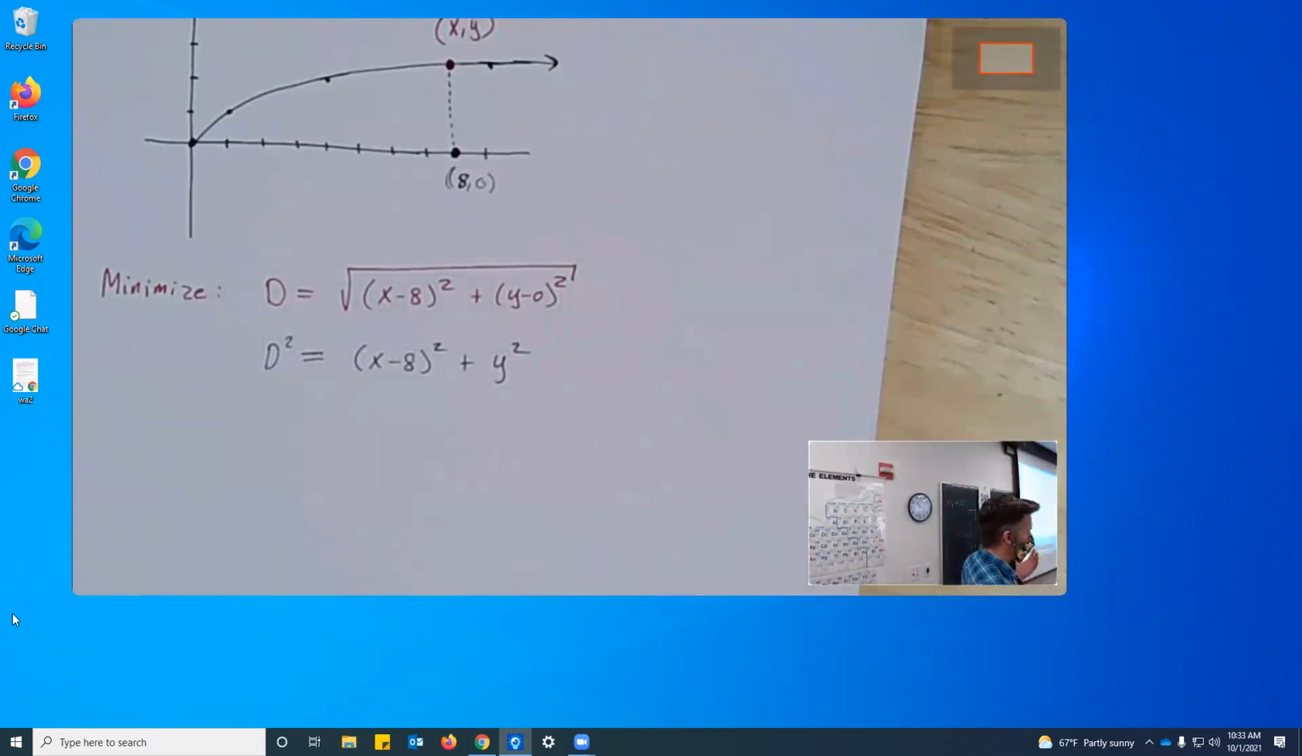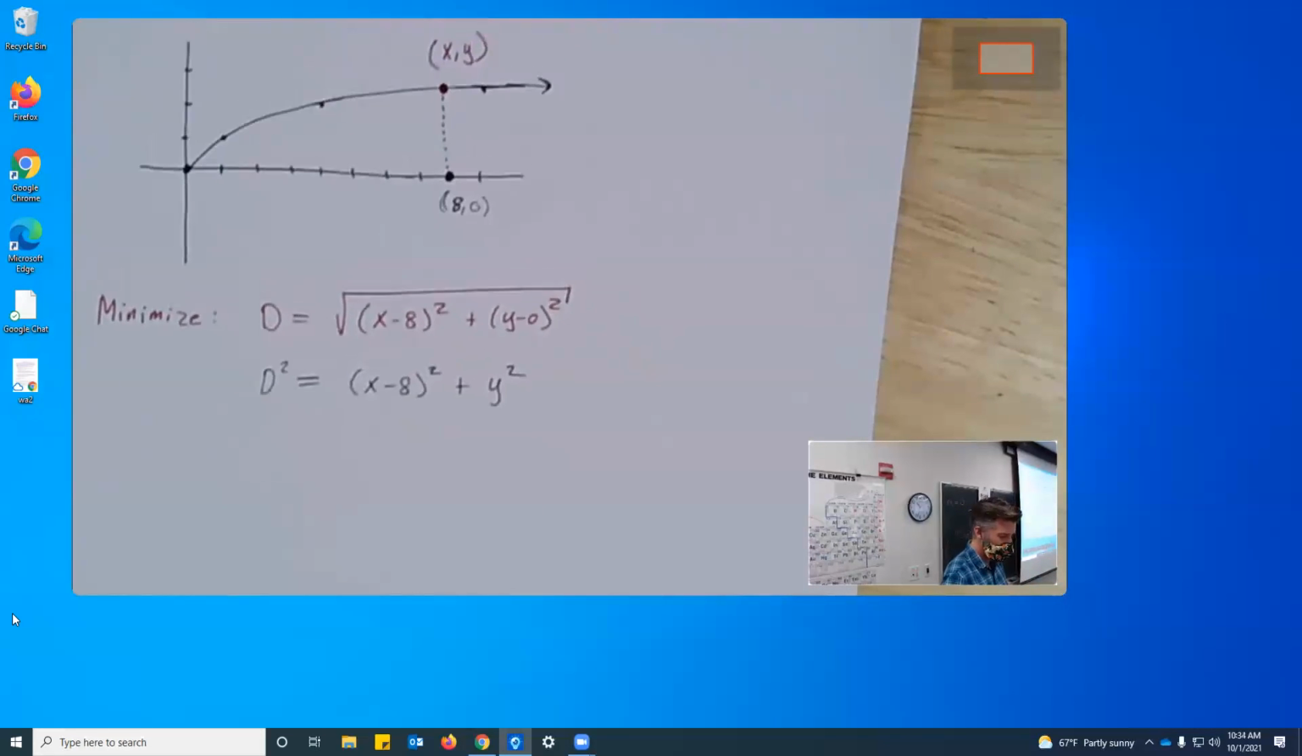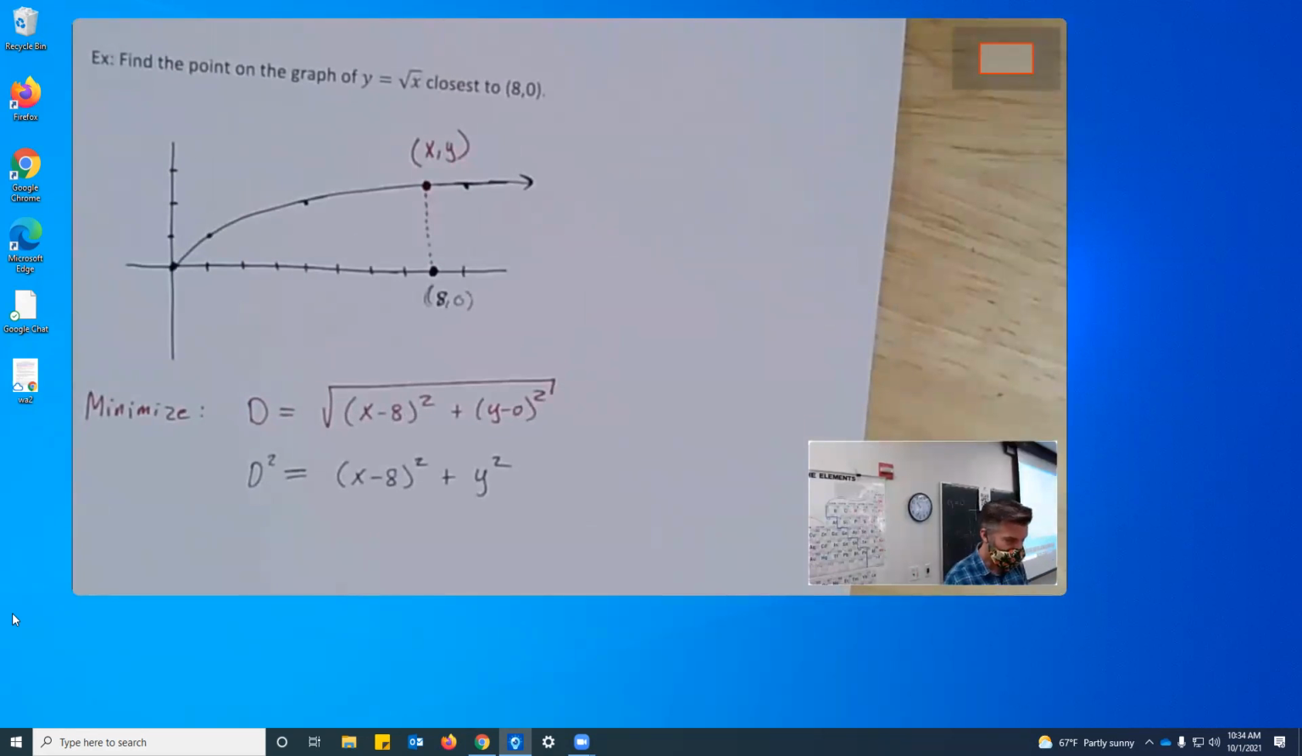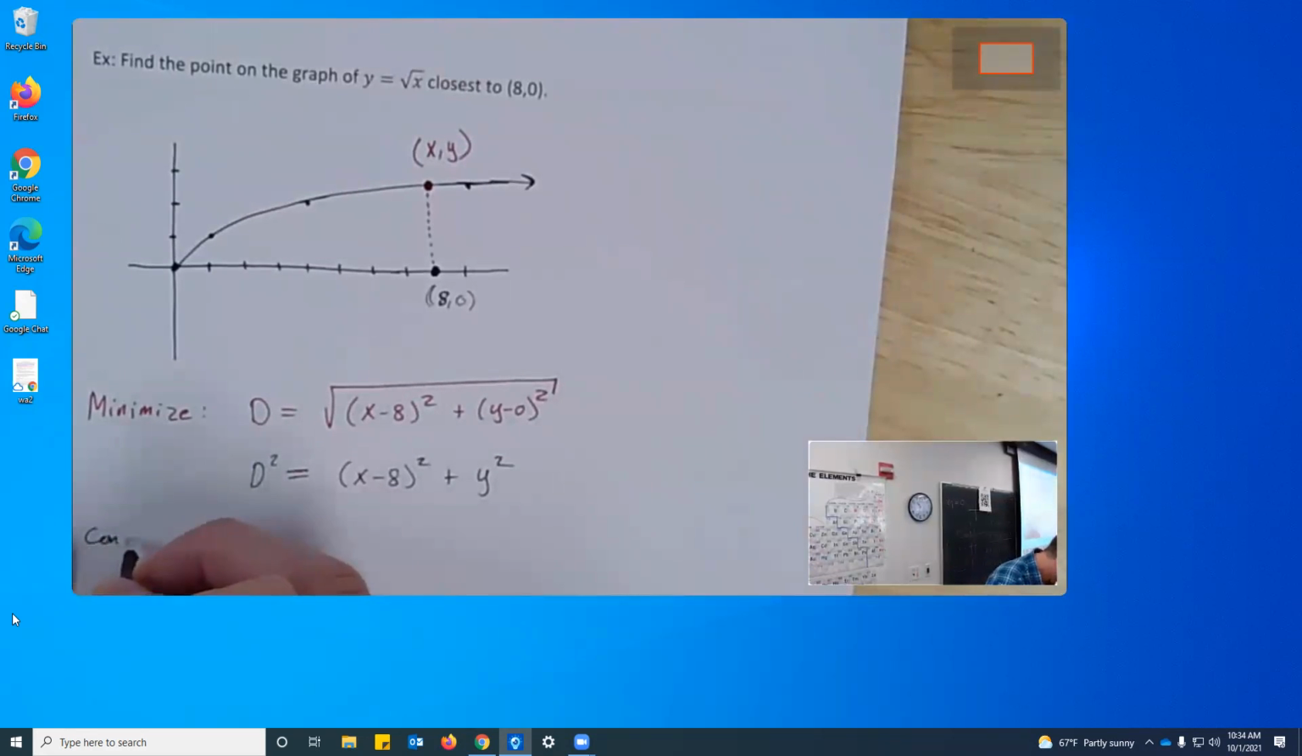Okay, so as is typical, we're trying to minimize a thing that has more than one variable in it. We're going to use a constraint to eliminate one of those variables. What's our constraint? What has to be true about that point? It has to be the closest, but what curve does that point have to live on? Right, it has to be on there. So that's our constraint. It has to be true if that point is on that curve that y is equal to the square root of x.